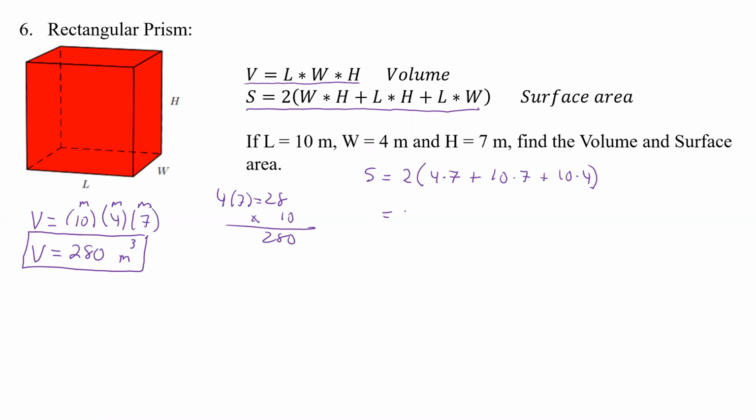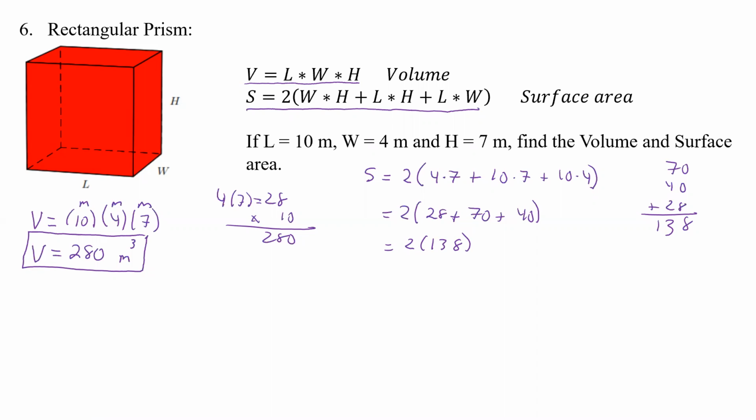So now we have equals 2 times, 4 times 7, we found that was 28 already, plus 10 times 7, well, that's 70, plus 10 times 4, that's 40. Now let's just add those together, 70, 40, and 28. So 8 plus 0 is 8, and then 7, 8, 9, 10, 11, 12, 13. So that's going to give us 2 times 138.